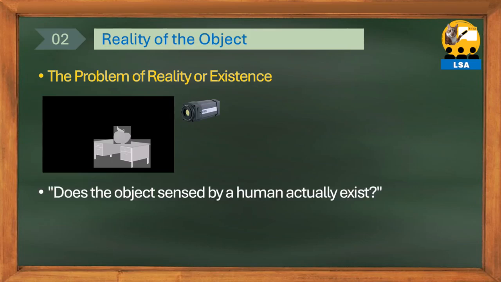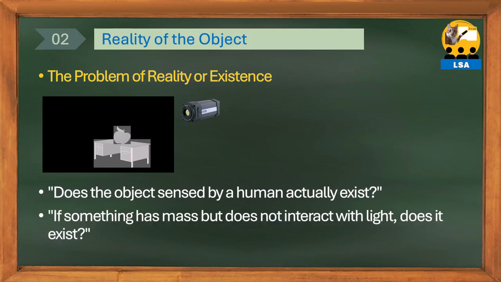Let's change the expression of the question here. Does the object sensed by a human actually exist? If something has mass but does not interact with light, does it exist? If such a thing exists, it is an abstract existing only in the human mind. I won't discuss this further here, but there is an aspect where we can't easily answer that what humans sense actually exists.